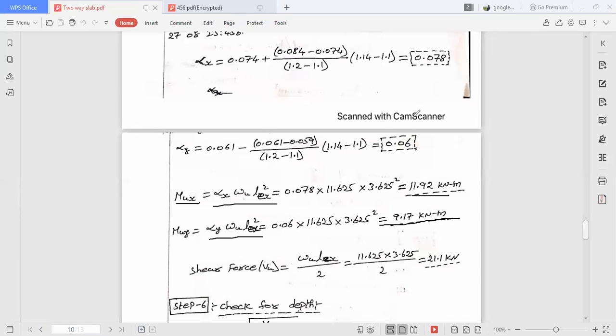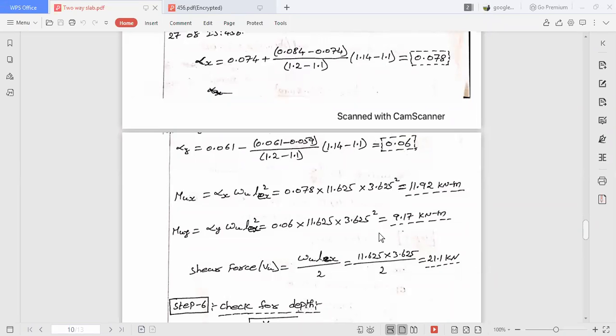Okay, now as shear check is also there, let us calculate shear force. If you are going to eliminate shear force, no need to calculate this one also. Here also I have not done the shear procedure, but let us calculate it. So formula is WL by 2, right? So substitute those values, we got 21.1. If shear design is not being done, then no need to calculate shear force.